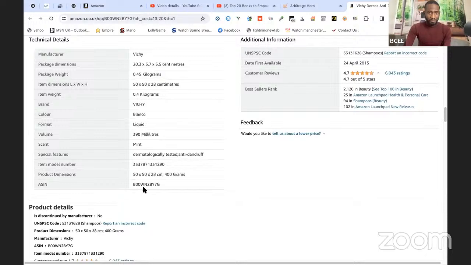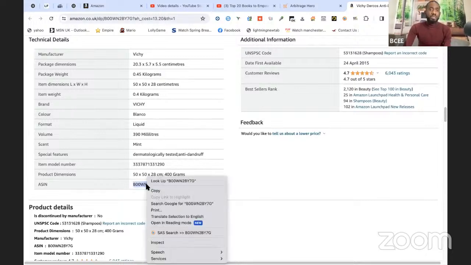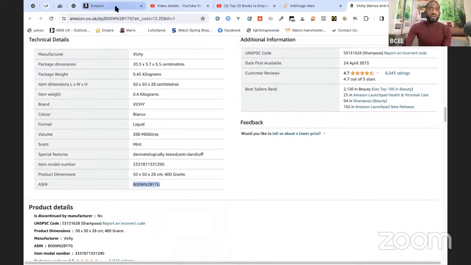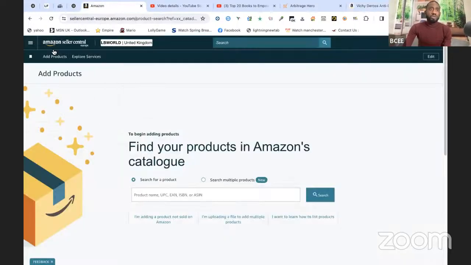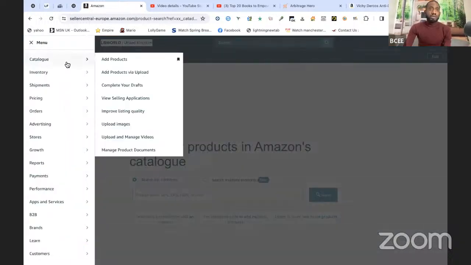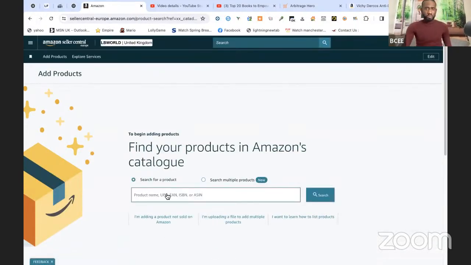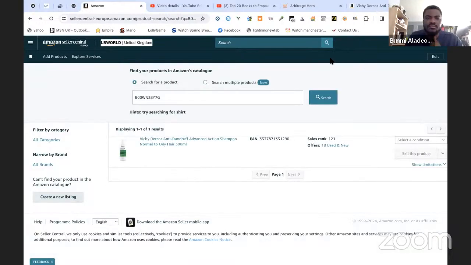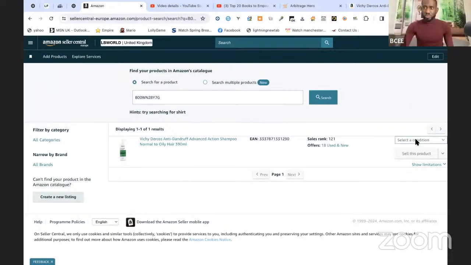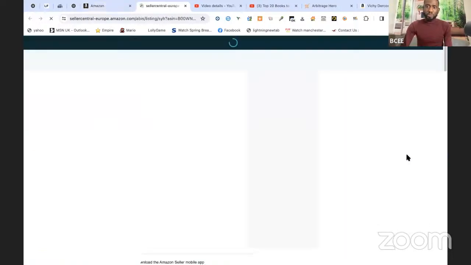So this is the ASIN. You copy it, you go to your Amazon Seller Central account, you go to these three lines, click here, you go to catalog, you go to add a product. So it will take you to this section. Then you paste the ASIN, you click search, you go to select a condition. We always encourage you to sell new products. So you click new and you click sell this product.